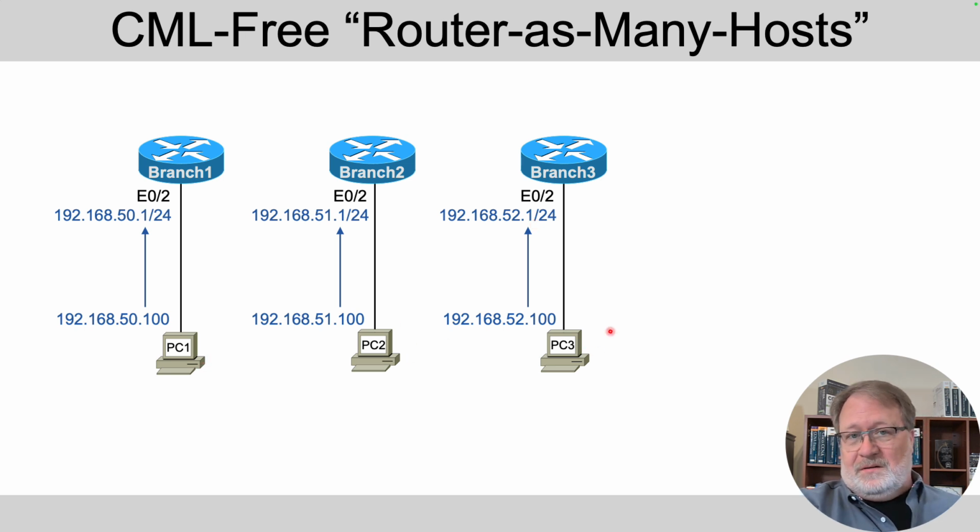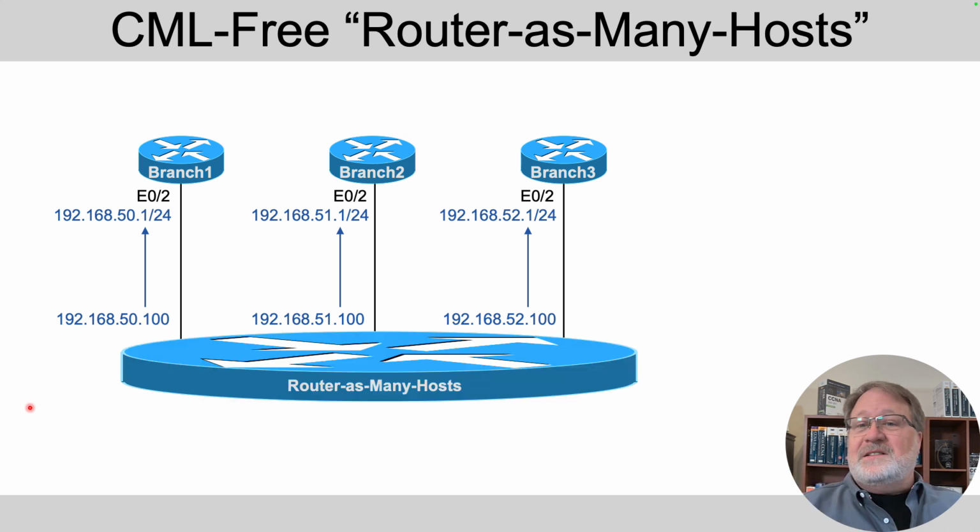For CML, if you're going to use CML-Free, you bump into the node count limit of 5 maximum nodes active at a time with this lab. So what I've done for this lab is I've used the router as many hosts configuration, where I replace these 3 PCs that would count as 3 nodes in your 5 node limit. I replace them with one router, and this router, through config you don't have to worry about, will mimic 3 different hosts and still let you test with ping commands.